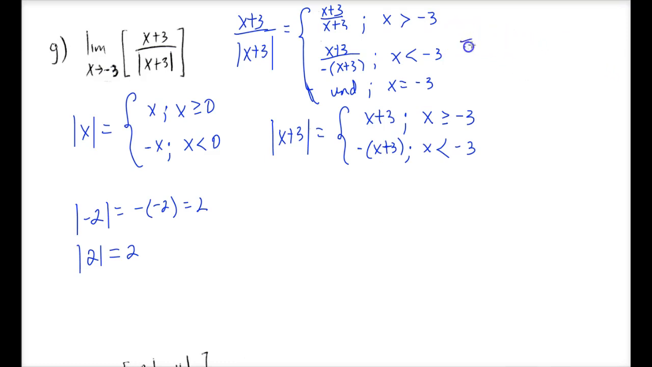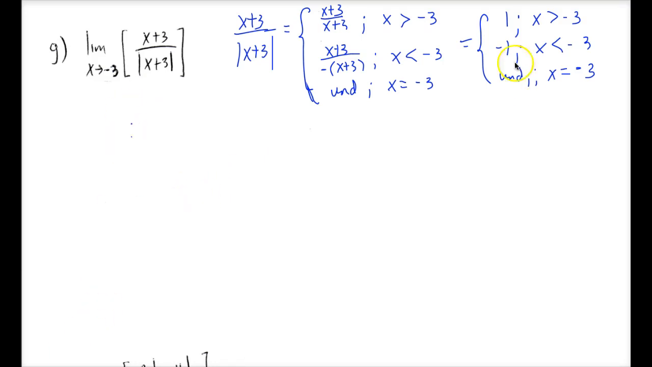So now if we simplify everything, what we see is just x plus 3 divided by itself is just 1. x plus 3 divided by negative x plus 3 is negative 1. And then, of course, we have undefined here. So if we were to evaluate the limit of this function, we would see just from the behavior of it, the answer to this would be does not exist. And so I'm going to erase some of this to show you why that would be.